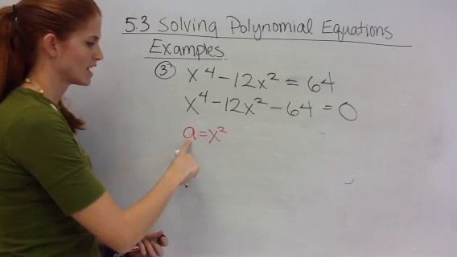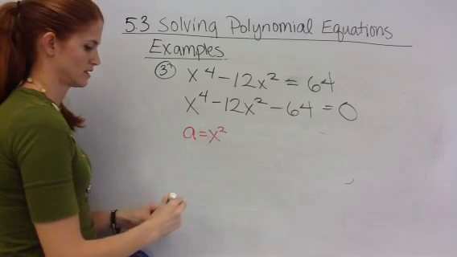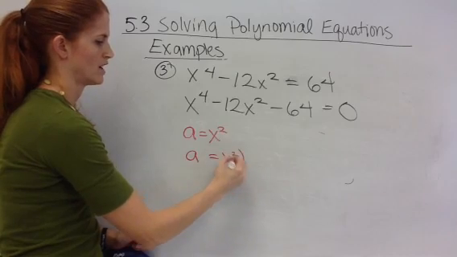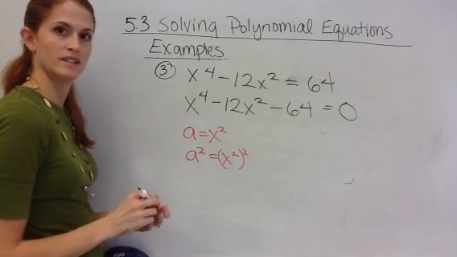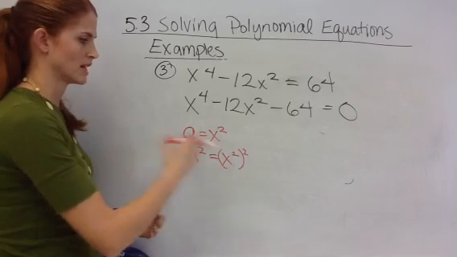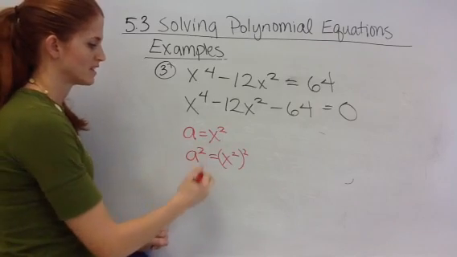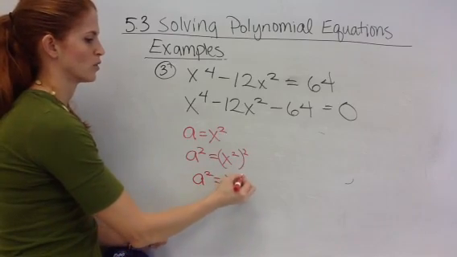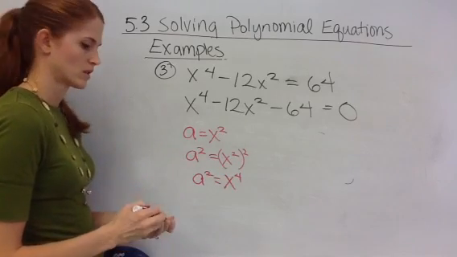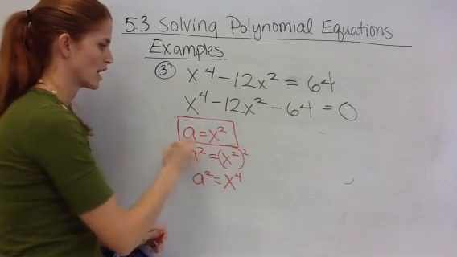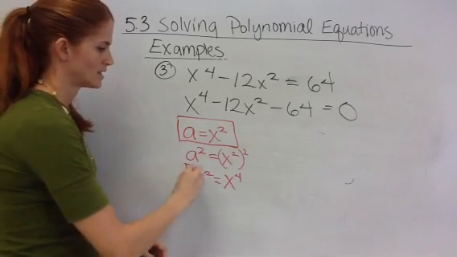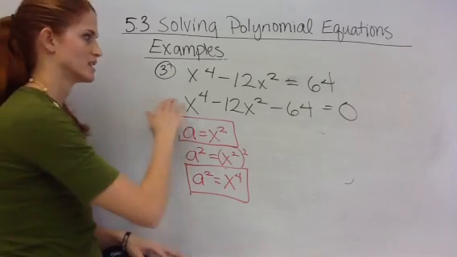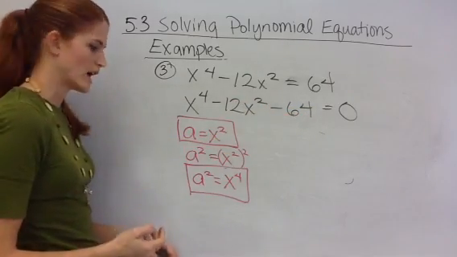If I take a and square both sides, I should be able to do that, because if I do the same thing to both sides of an equal sign, it should still be equal. This gives me a squared, and over here x squared squared gives me x to the 4th. So whenever I see an x squared, I can replace it with a. When I see an x to the 4th, I can replace it with a squared. The reason I want to do that is because it changes this into a quadratic.